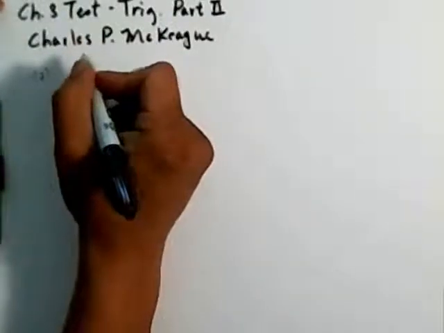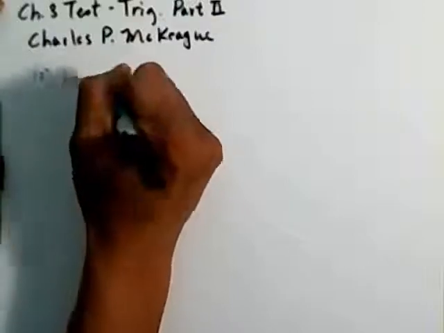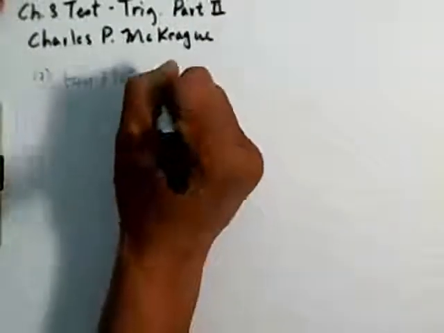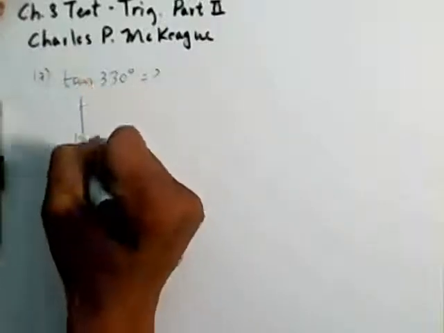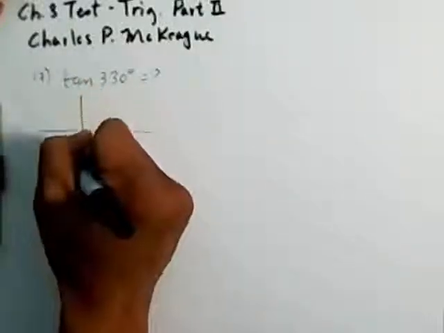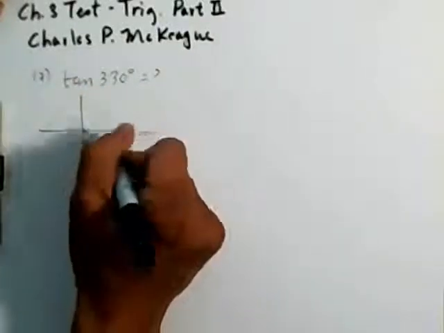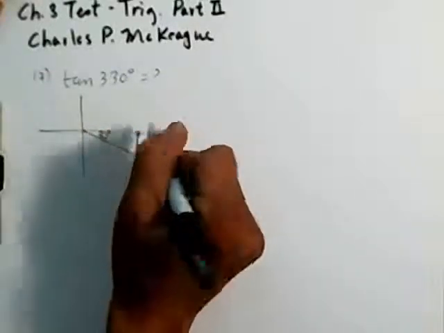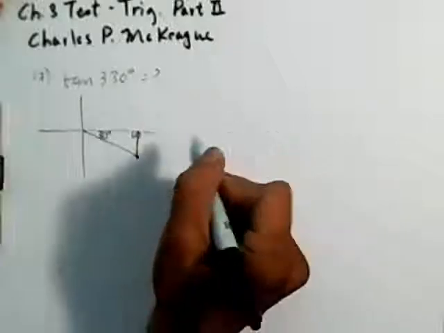17 looks something like this. Find the tangent of 330 degrees. Okay, that's what we're looking for. Of course, it's in the 4th quadrant. 180, 270, 330 degrees. Here's the reference angle, 30 degrees. We're going to draw it up to make that 90 degrees.